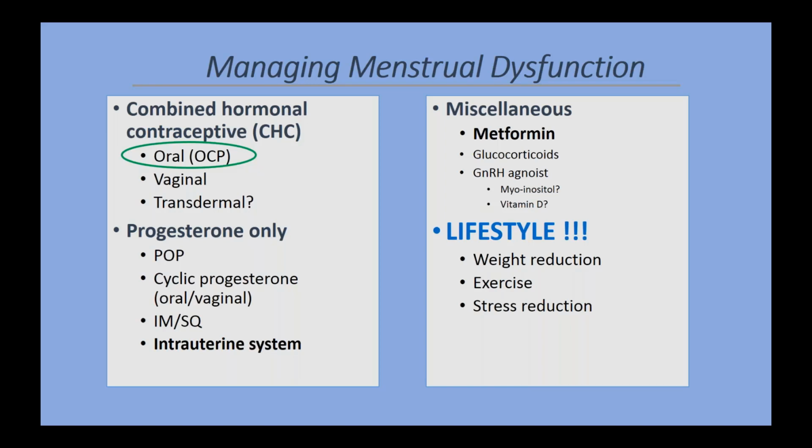So what are our options for managing menstrual dysfunction? The left panel identifies some very commonly utilized strategies. So combined hormonal contraceptives, which come in the form of pills, or oral contraceptives, a vaginal formulation, or a transdermal formulation, are contraceptive strategies that have been commonly utilized in the adult population, as well as in the adolescent population.